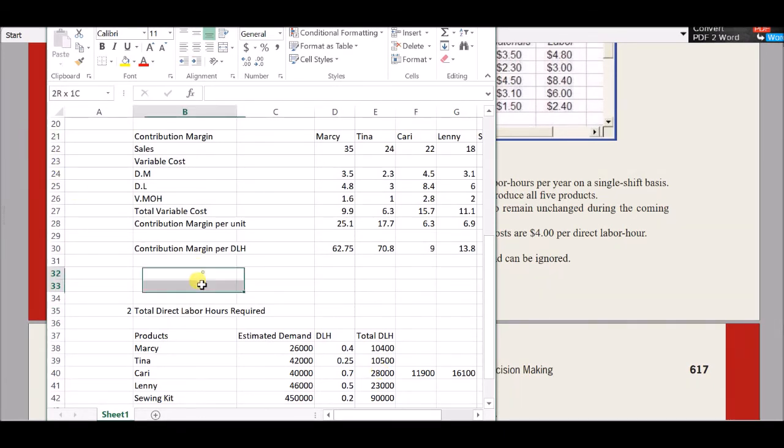So 12 is the normal price, and 9 is the contribution margin, which can be generated through the selling of Carry. So the maximum price that can be paid for this is 12 plus 9, which is the contribution margin, equal to 21. And that's the maximum price that BTC can pay for the extra units of Carry.